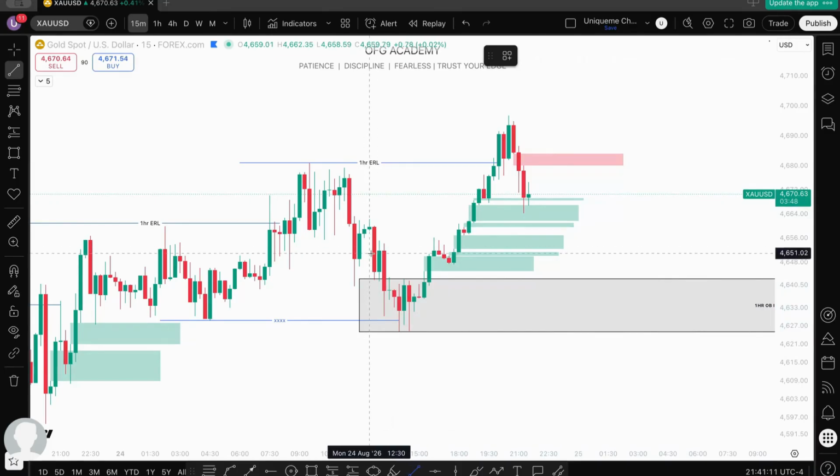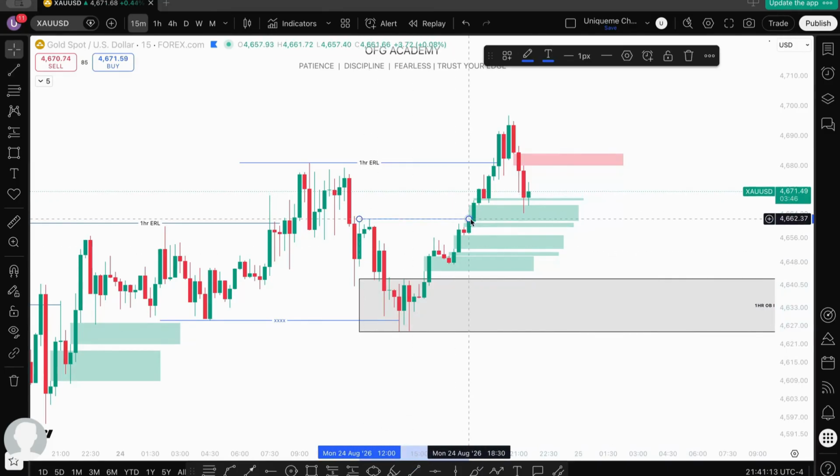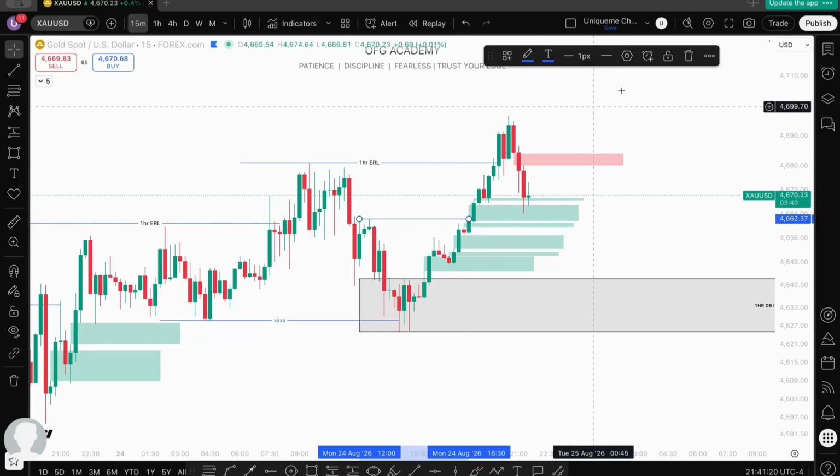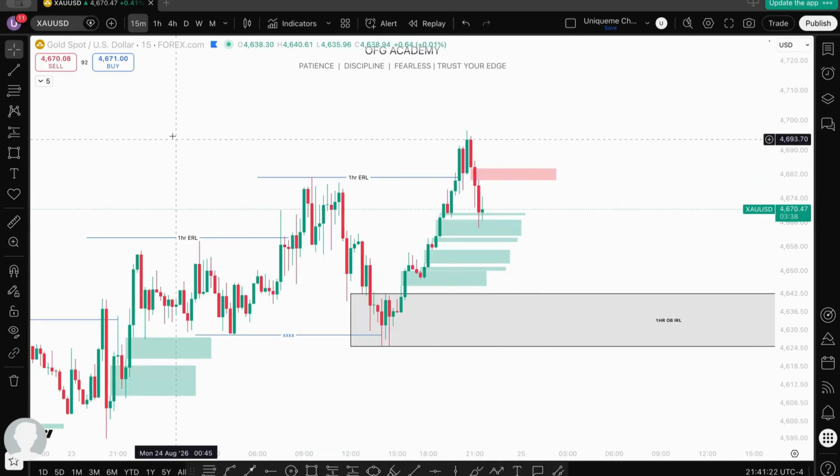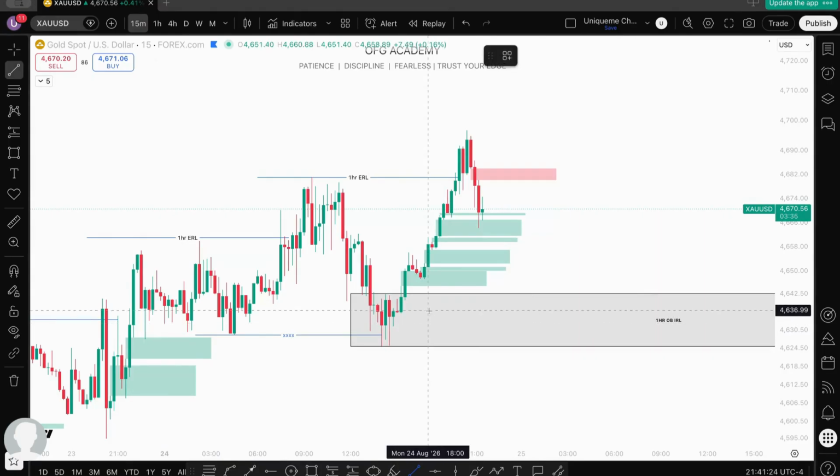There was a change of character around here. 15 minutes, the minor break of structure. So another block is here, another other block is here. So we're still watching to see, but I'm expecting this is an hourly time frame, and this will be a form of liquidity for me.